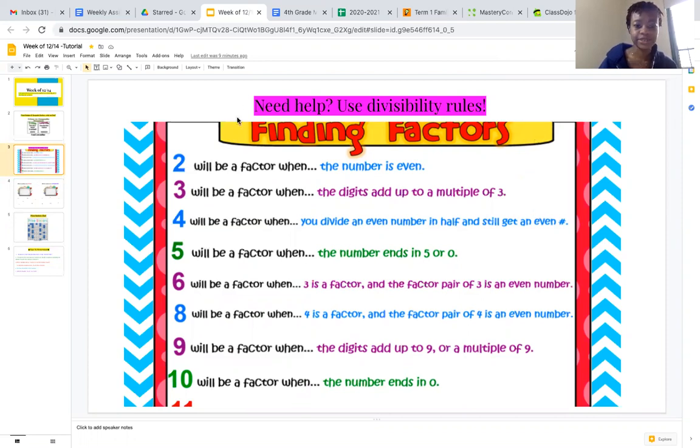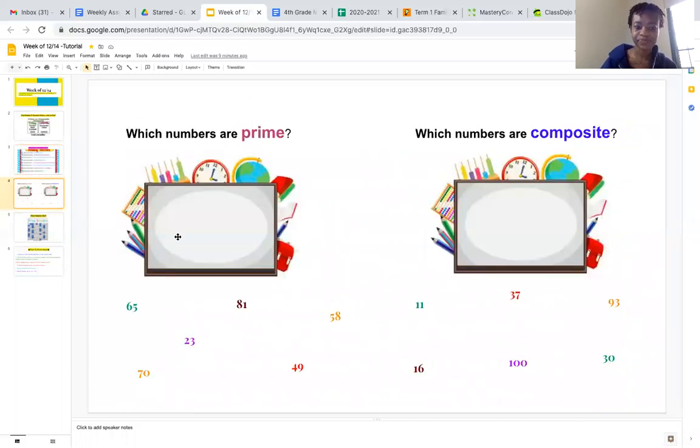Now let's look at this little exercise, a fun game that's here. There's a list of numbers below, spread out. We are going to group these numbers into the correct bucket. So which numbers are prime? Remember, prime means that the number has just two factors, that number and the number 1, and composite numbers have more than two factors.